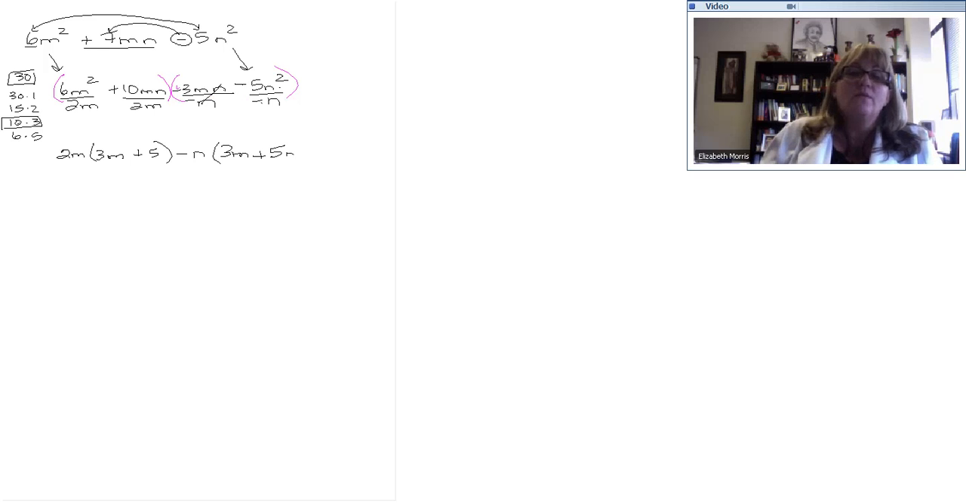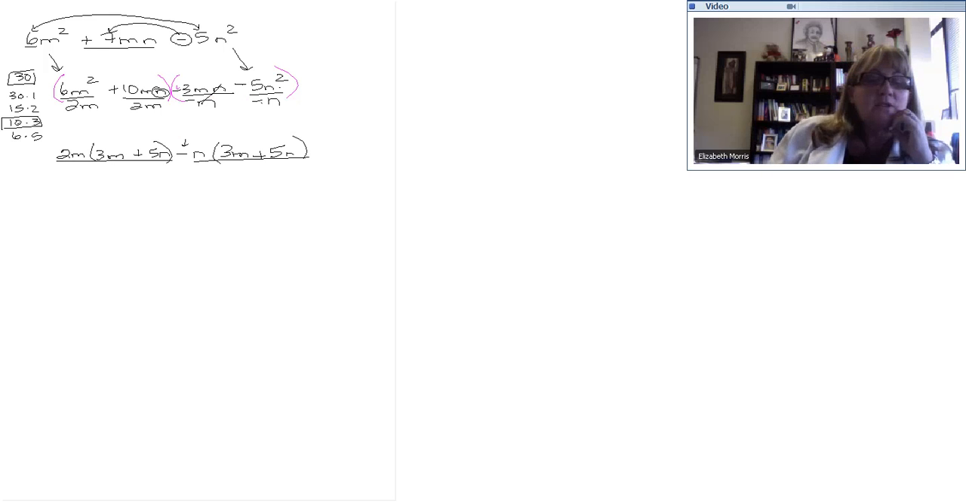Oops, I forgot the n here. Now, it's still an addition or subtraction problem, but now what do they have in common? They each have a 3m plus 5n, and what's left when I divide out that 3m plus 5n? We are left with 2m minus n, and there's your answer.